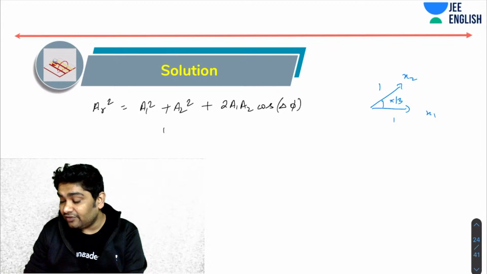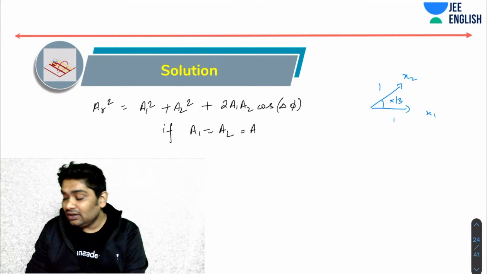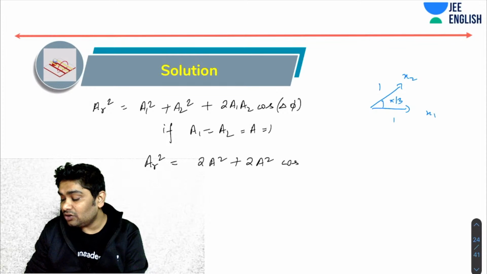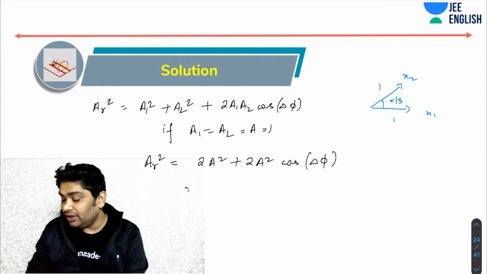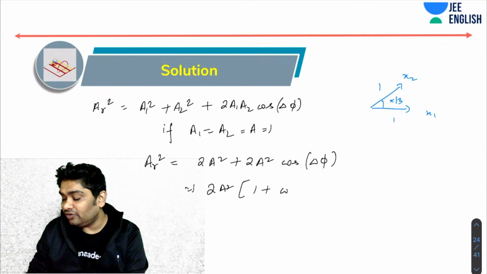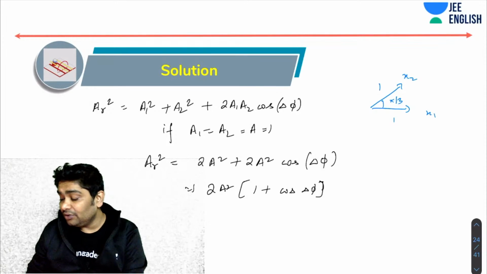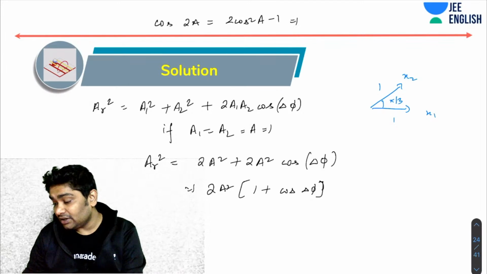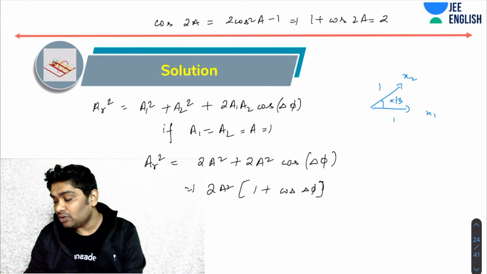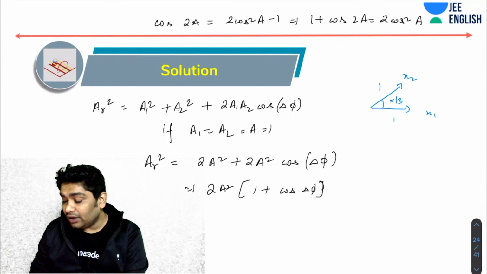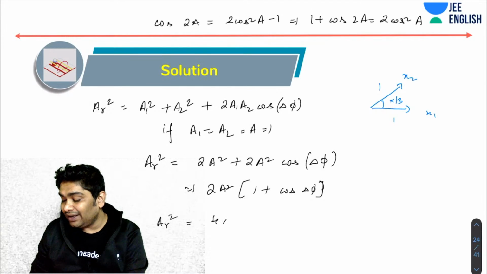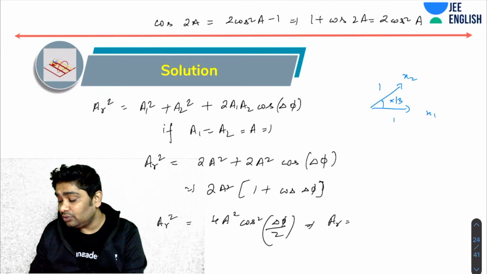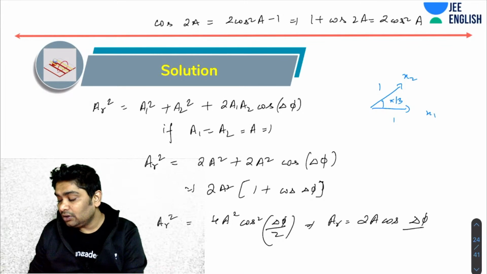Now in the special case, if A1 equals A2 equals A, then AR square would be equal to 2A square plus 2A square cos of delta phi. Now you can take 2A square common. This is 1 plus cos of delta phi. Now you will remember cos of 2A is 2 cos square A minus 1. So from here, 1 plus cos of 2A is equal to 2 cos square A. If I substitute that, I get AR square is equal to 4A square cos square delta phi by 2. That gives me the result AR is equal to 2A cos of delta phi by 2. Now please remember this result.